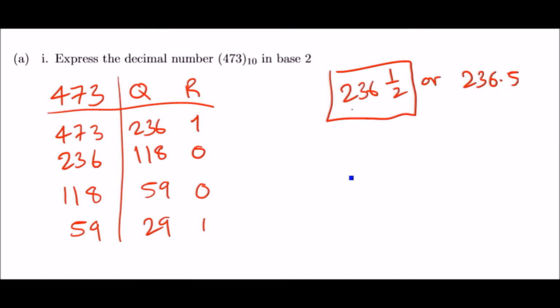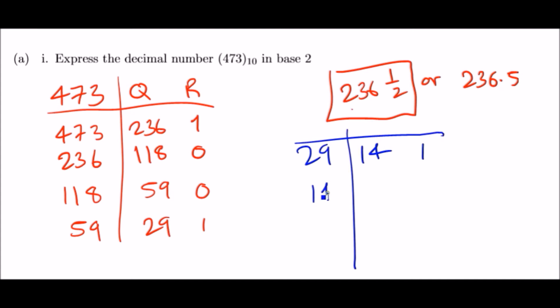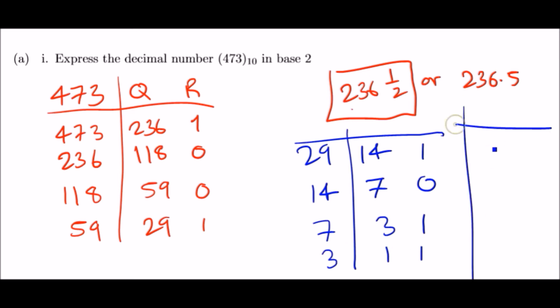So I haven't got spaces, so I'm going to go down again. So let's start from here. So now we start from 29, divide this by 2. You should get 14 with a single remainder. Put 14 here, divided by 2, you get 7, no remainder. Divide 7 by 2, you get 3, 1 remainder. Divide 3 by 2, you get 1 remainder. And finally, let's do it one more time here. Dividing 1 by 2, you should get nothing and 1 remainder.